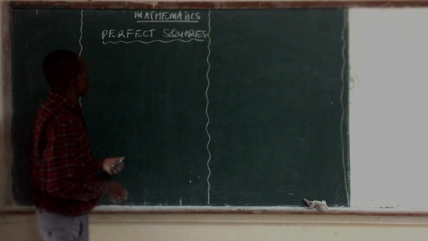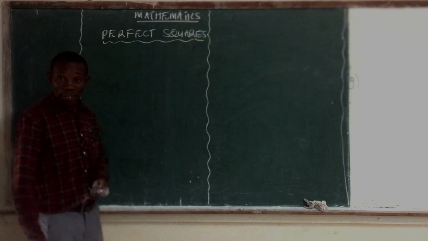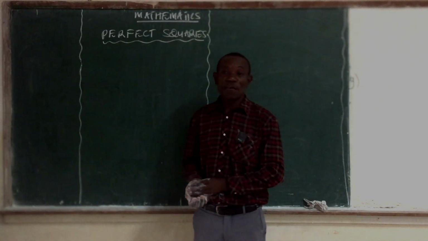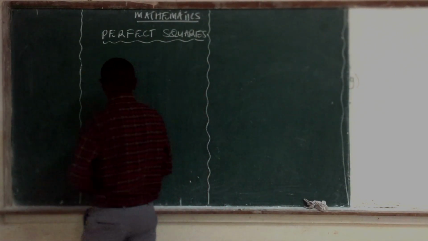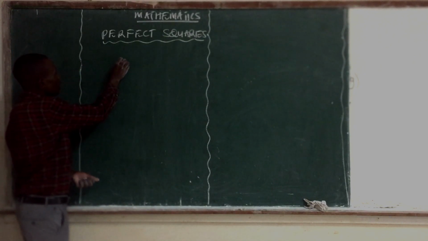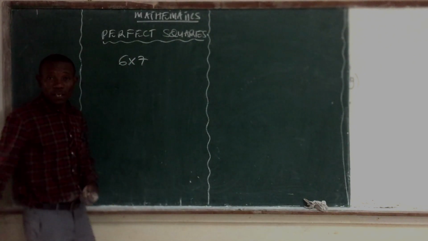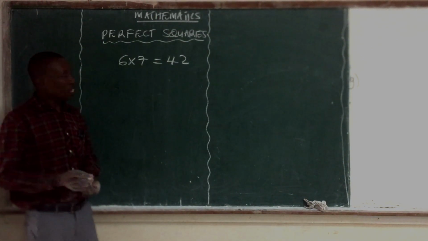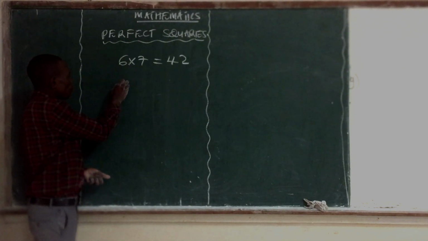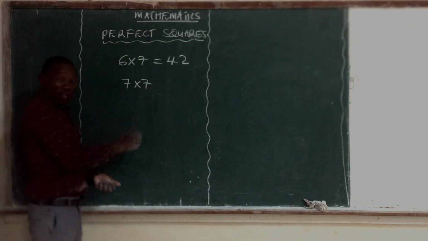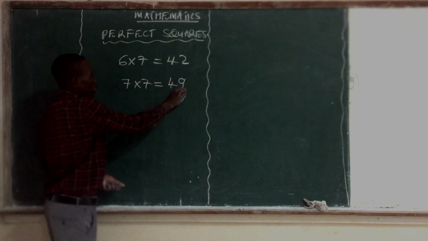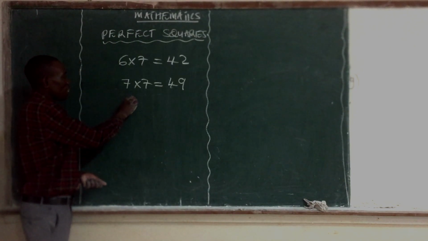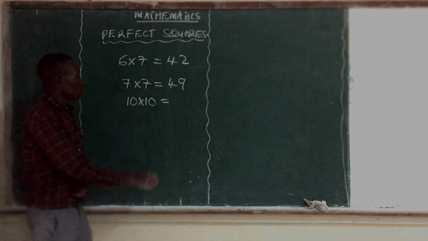Right. Like say for example, in normal circumstances, we have some numbers which are defined as perfect squares, and some numbers are not perfect squares. For example, look at this. If I multiply 6 by 7, what I get here is 42. And then I may also multiply two other numbers, like 7 multiplied by 7. The answer I get here is 49. The third example, for more understanding, let me have 10 multiplied by 10. What do you get?